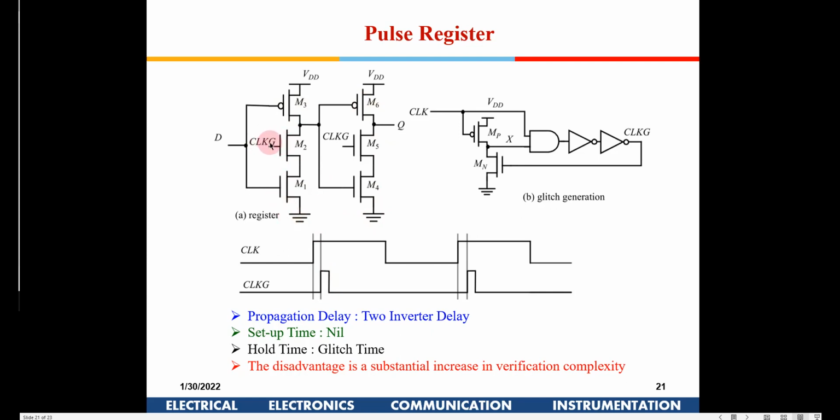Is this much understood? Why are we calling it a register? Because we are using a very narrow pulse. Now how to generate that narrow pulse?